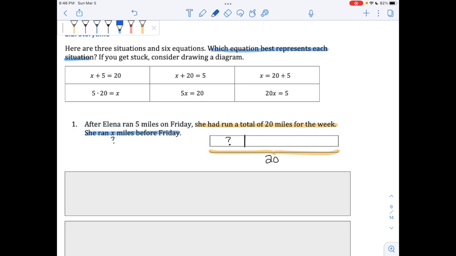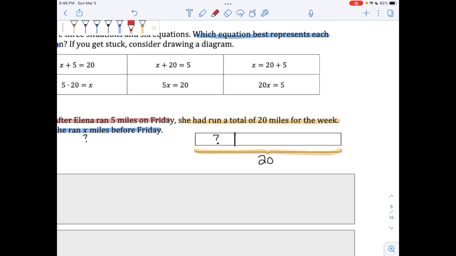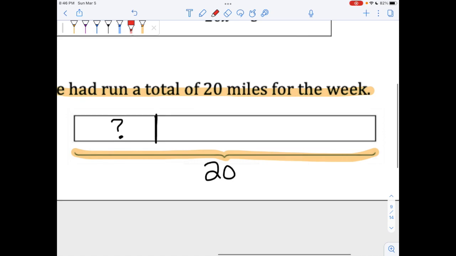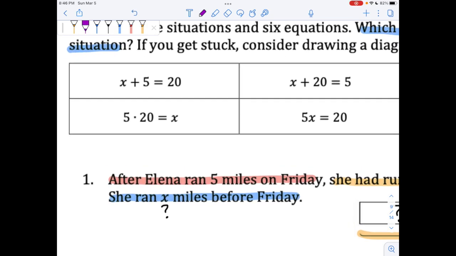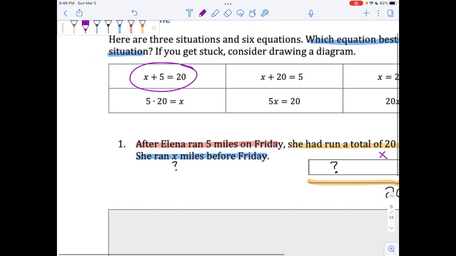She ran X miles before Friday. Then it says she ran 5 miles on Friday. So that means this other part must mean 5. Now, I would argue that the size of these isn't quite right. The question mark has to be way bigger than 5, so I'm going to move this over. Because question mark plus 5 has to equal 20. I know that this is a plus sentence because these are unequal sizes. So this is question mark or X plus 5 equals 20. That's this option right here. X plus 5 equals 20.